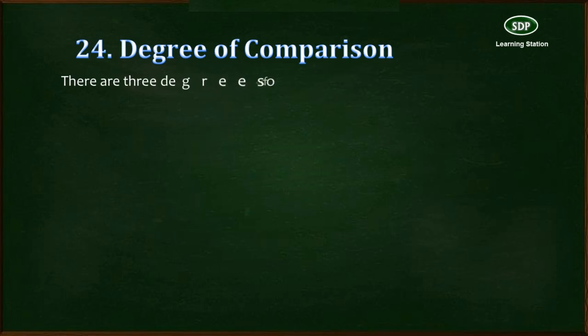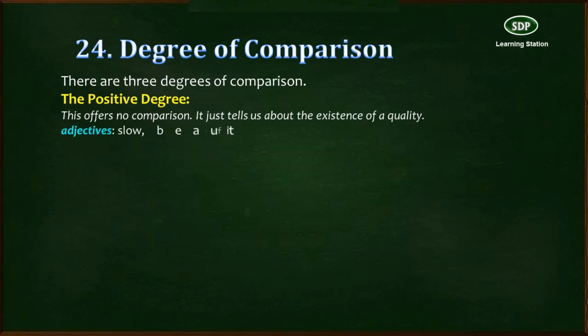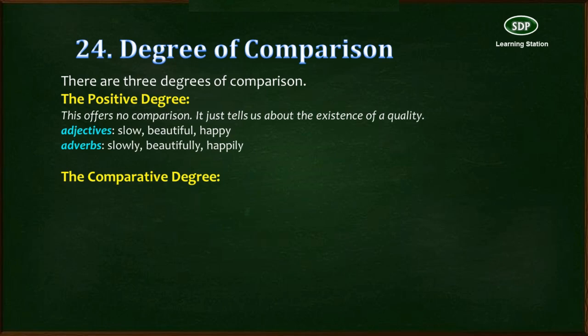Degree of comparison. There are 3 degrees of comparison. Every adjective and adverb can be written in one of 3 degrees. The positive degree. This offers no comparison. It just tells us about the existence of a quality. For example, adjectives: slow, beautiful, happy. Now, observe the following sentences. Adverbs: slowly, beautifully, happily.